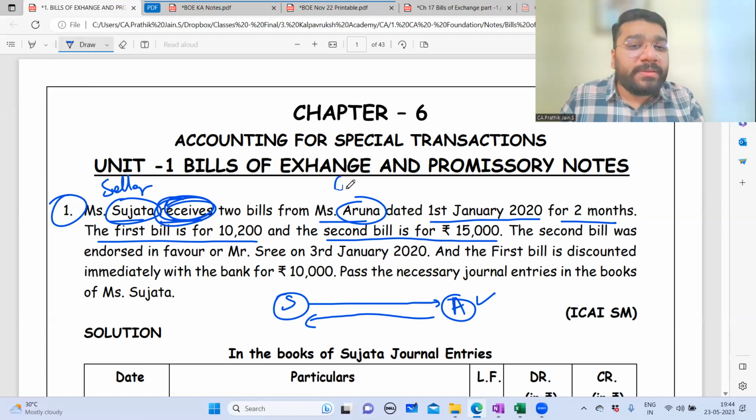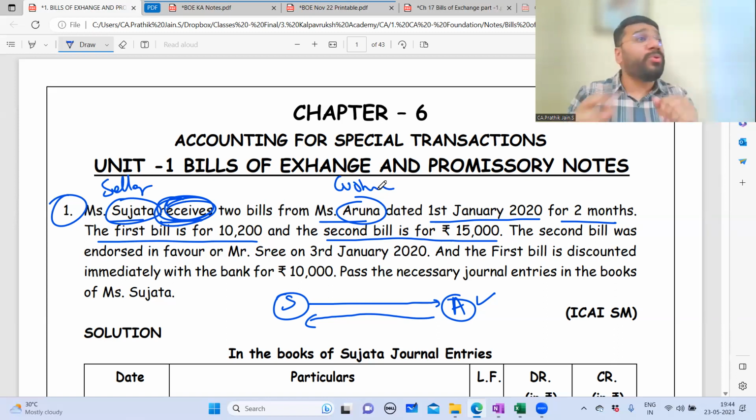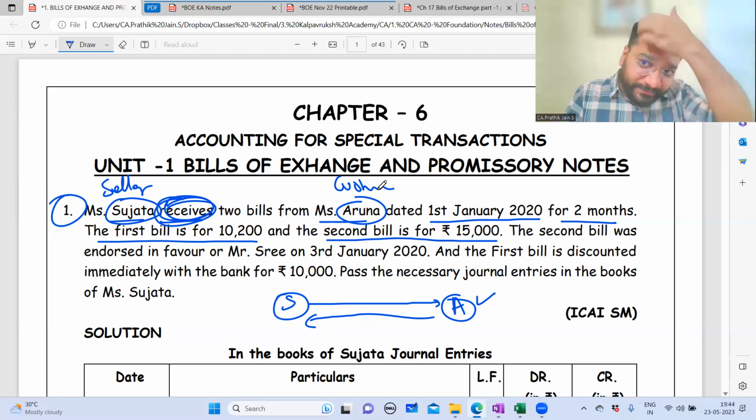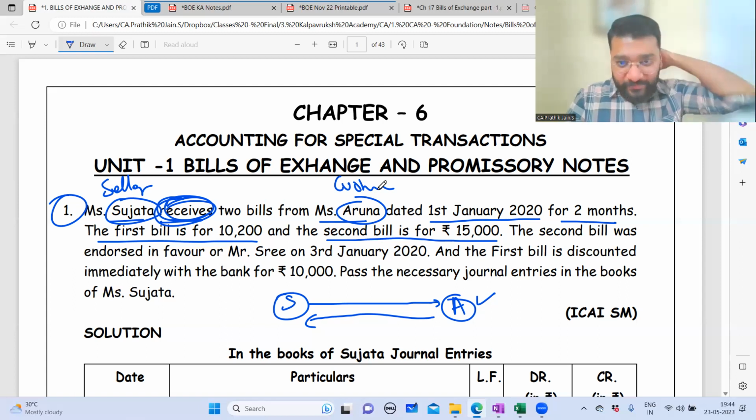And Aruna becomes customer. Are you clear with this? Because if you are not clear who is seller and who is customer, how will you pass the entry? Because entry for the buyer and seller both are different now. Online people, are you getting this point? Hello? Yes, sir. Yes, sir.